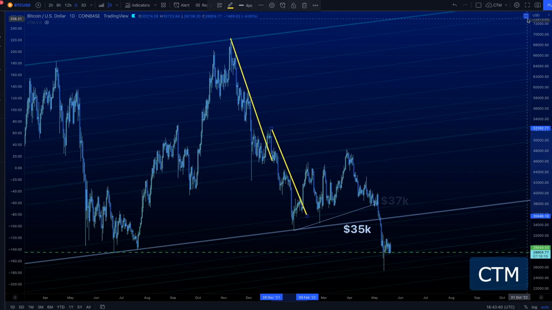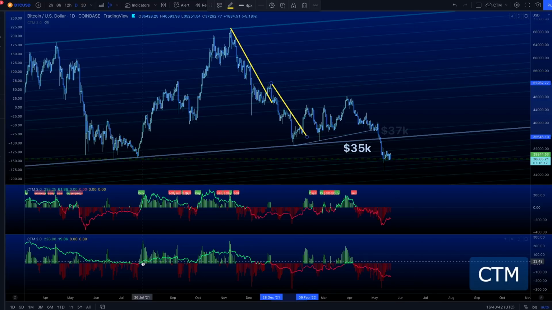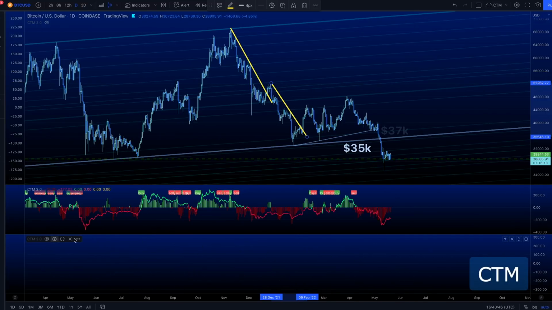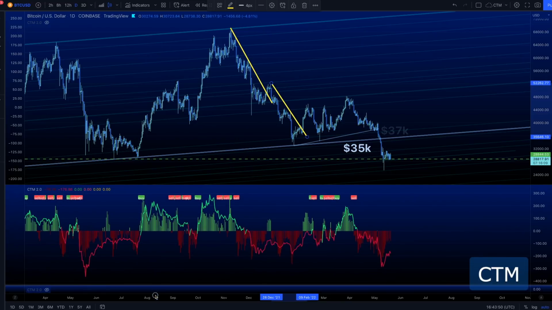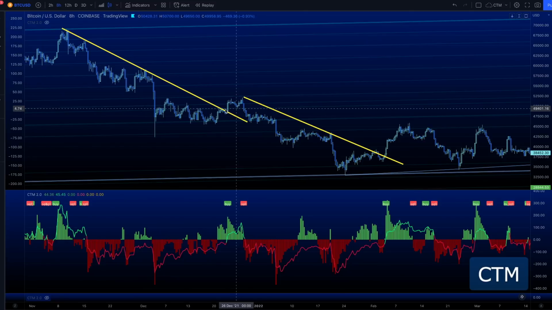Now I'm going to add CTM 2.0, and I have two different versions over here. The second version is the short side. I'm not going to focus in on that just yet. First, I want to focus on the long side alone. So over here, the CTM 2.0 does get you long. At the same time, CTM 1.0 got you long. The only difference is that CTM 2.0 exits the trade a lot sooner than CTM 1.0 exits the trade.